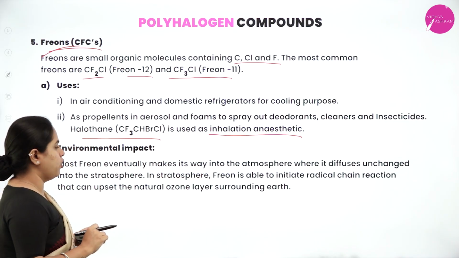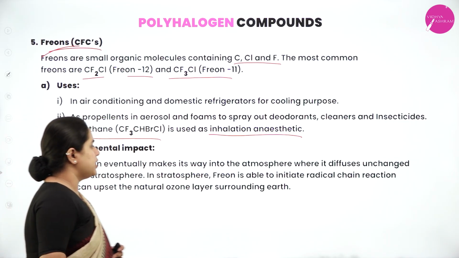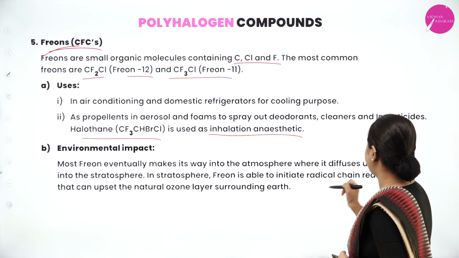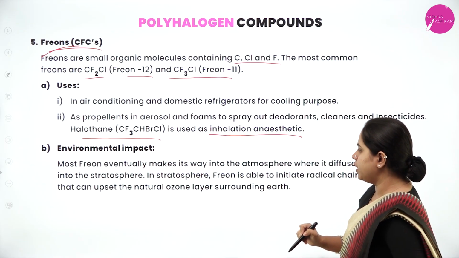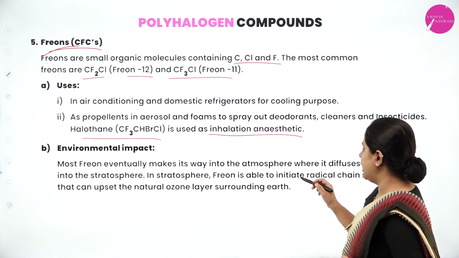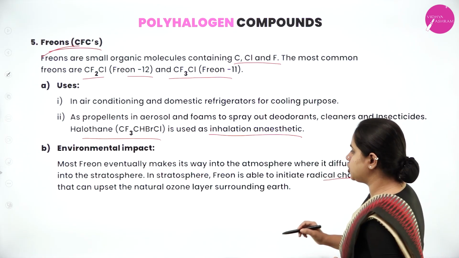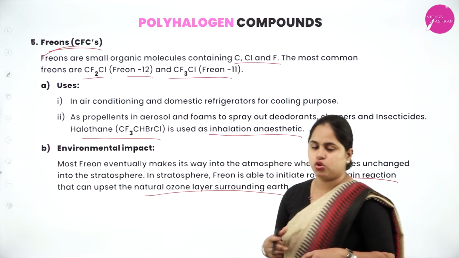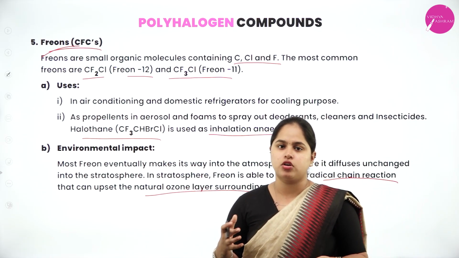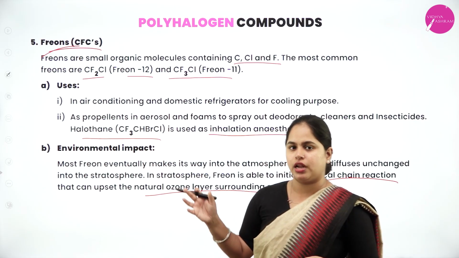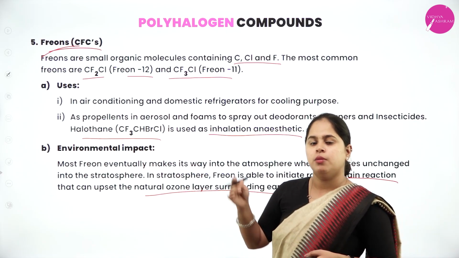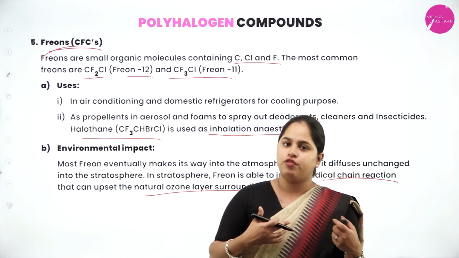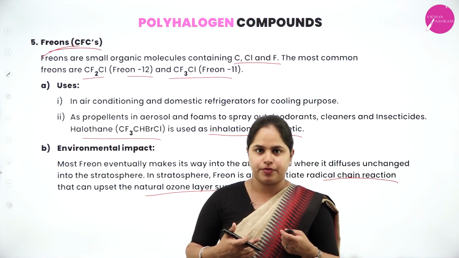The next one is environmental impacts. Most freons eventually make their way into the atmosphere where it diffuses unchanged into the stratosphere. In stratosphere, freon is able to initiate radical chain reaction that can upset the natural ozone layer surrounding Earth. So it causes ozone layer depletion because it remains in the stratosphere. So that is a disadvantage of freons, and it is used in the refrigerants of a refrigerator as well as in AC, right?